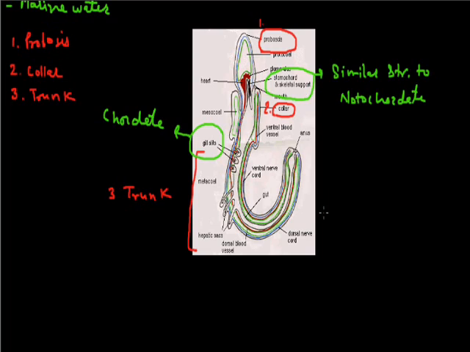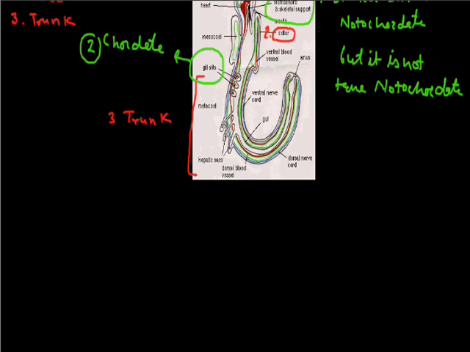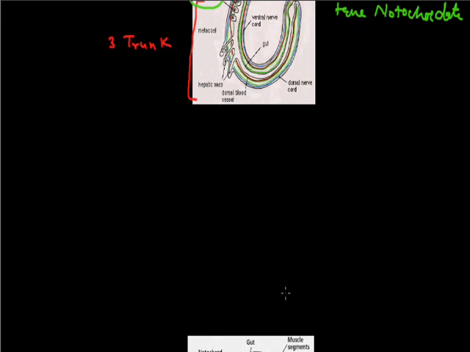But why can we not call them non-chordates? Because this is not a true notochord. So these animals are not properly chordates. And due to these features, these animals are chordates. So these are the features which show that these animals are intermediate between chordates and non-chordates.